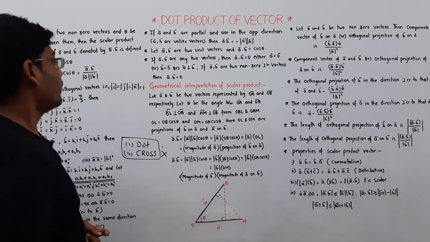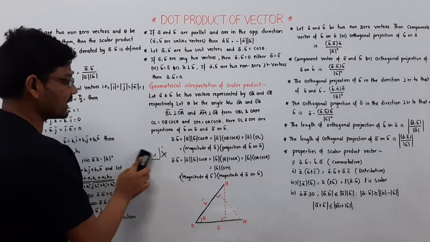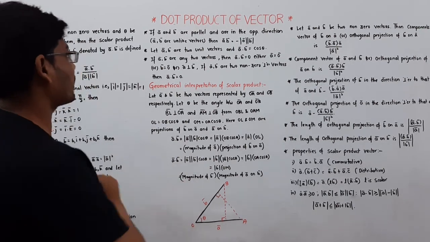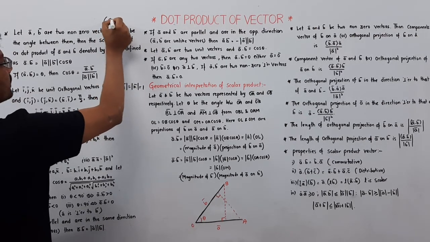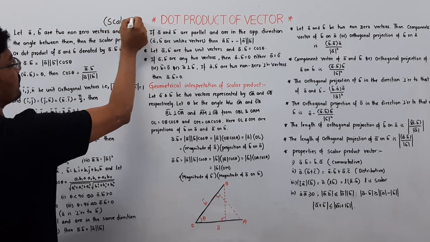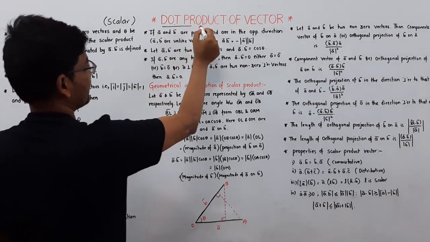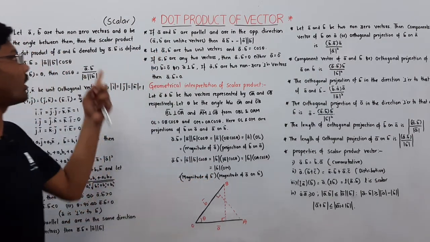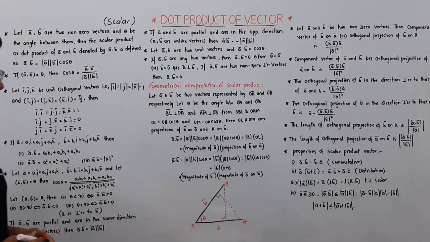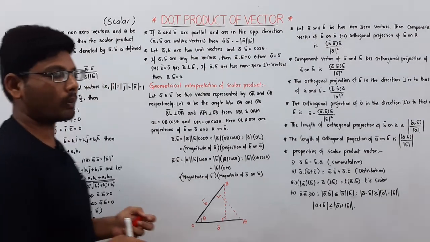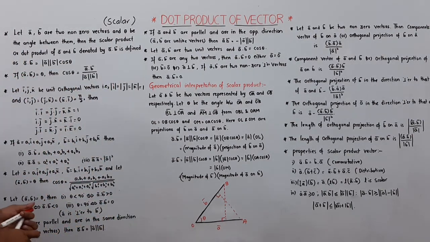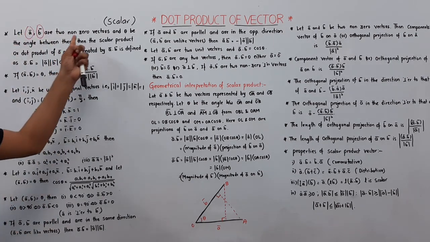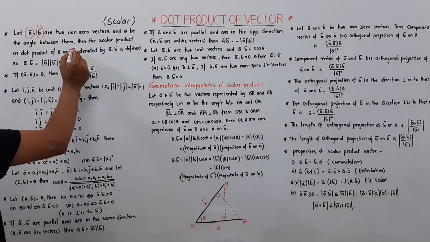Now the dot product of vectors is also called the scalar product of vectors. The chapter name is dot product of vectors, and we can also call it the scalar product of vectors. If you go through this chapter, the first topic is: let a bar, b bar be two non-zero vectors and theta be the angle between them.